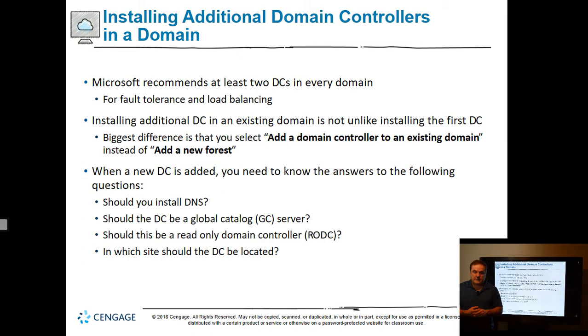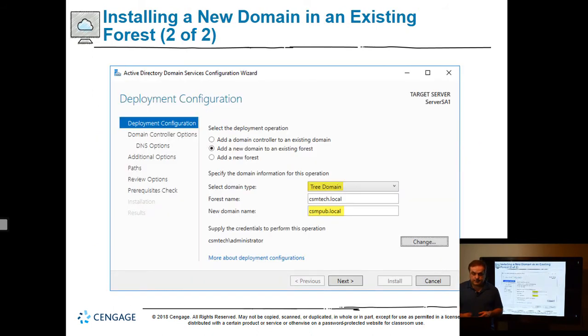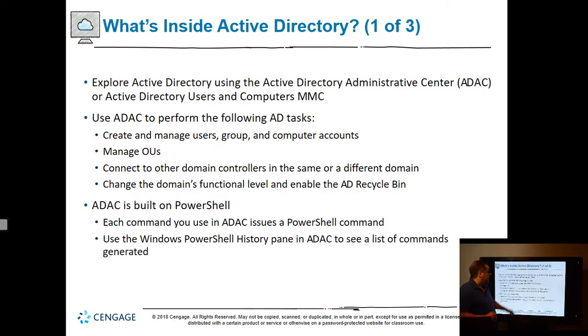And in which site should the DC be located? By default, it's going to be in the default first site name, but we're going to be creating sites later on in our course. So here is all that information in the wizard. And like I said, when you go to add your second domain controller, you want to add a domain controller to an existing domain. If you want to add a second domain, which we're not doing in this course, you would add a new domain to an existing forest. But in our DC01, we're choosing the first option, which is add a new forest. So then you have the domain type, domain name, etc.